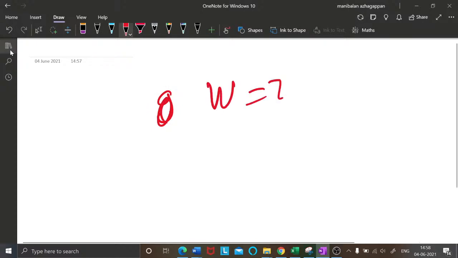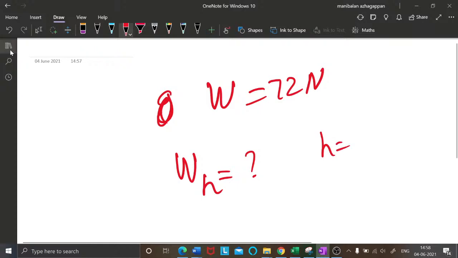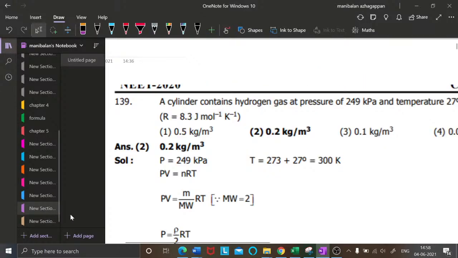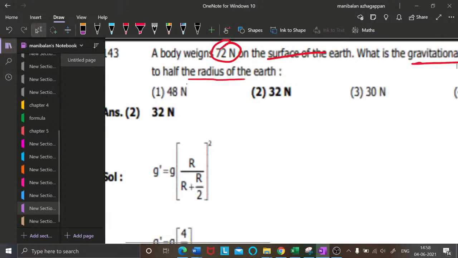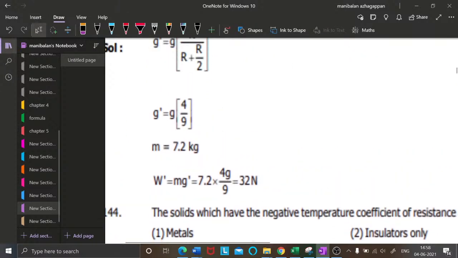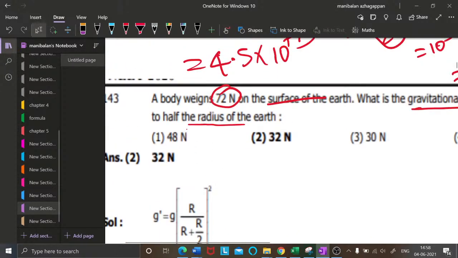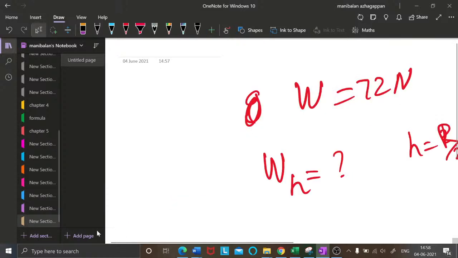Gravity. Weight on the Earth's surface is 72 Newton. They want the weight at some height. Okay, weight at some height. The height is going to be half of the radius, which is R by 2. That is given in the question. You can read the question properly and you will get it. So the height is half of the radius. We can take the height as half of the radius. That's given in the question.